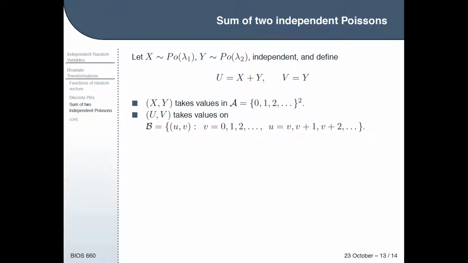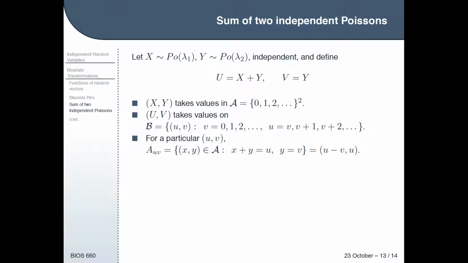So (u, v) takes on values where v can take on whatever values it wants. u can only take on the values going from v up to infinity, because if y is equal to v, then x can't be any smaller, or then u can't be any smaller than v, because it's defined to be x plus y, so it goes from v up to infinity.